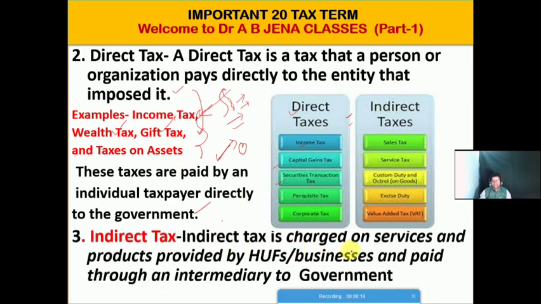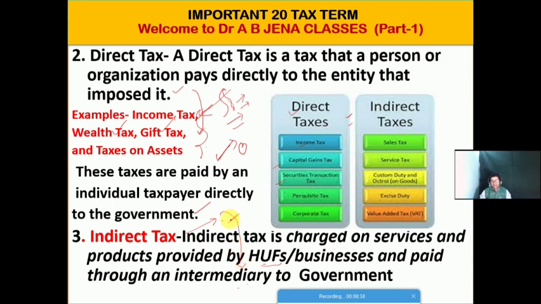So indirect tax is charged on services and products, or goods and services, provided by HUF, Hindu undivided family, businesses, and paid via an intermediary to the government. So we are paying the indirect tax indirectly to the government. Let's take an example.